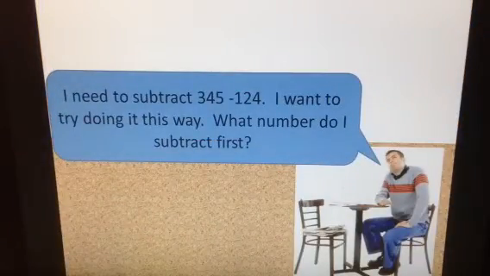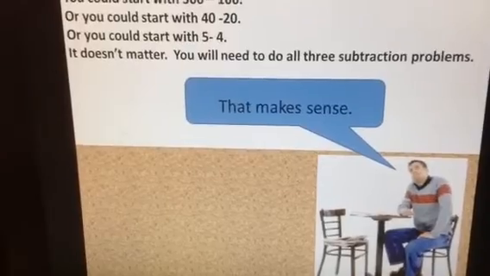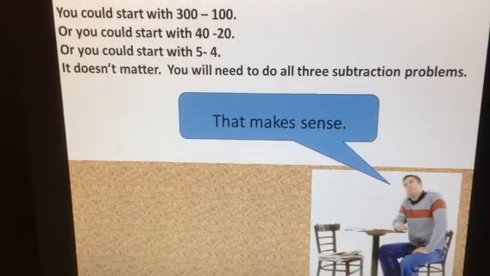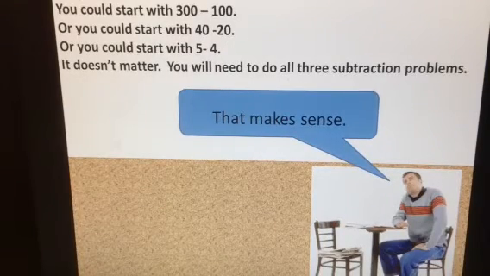This man says, "I need to subtract 345 minus 124. I want to try doing it this way. What number do I subtract first?" You could start with 300 minus 100, or you could start with 40 minus 20, or you could start with 5 minus 4. It doesn't matter, you'll need to do all of these subtraction problems.